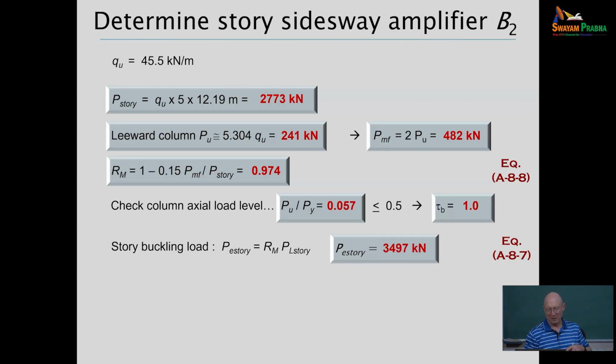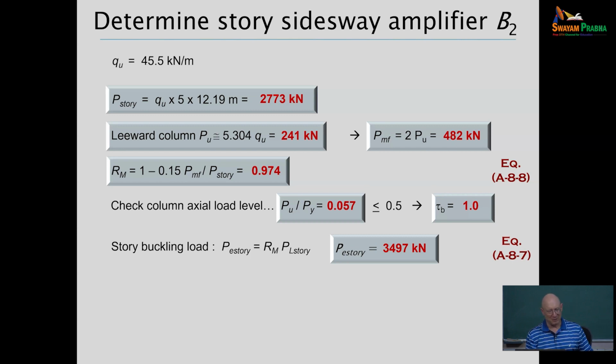And so if we do R sub M times PL story, 3497. But very close to PL story. So notice, again, this whole emphasis of stiffness with our analysis relative to the vertical load that we're stabilizing. Those are the 2 big gorillas in the room. Okay?